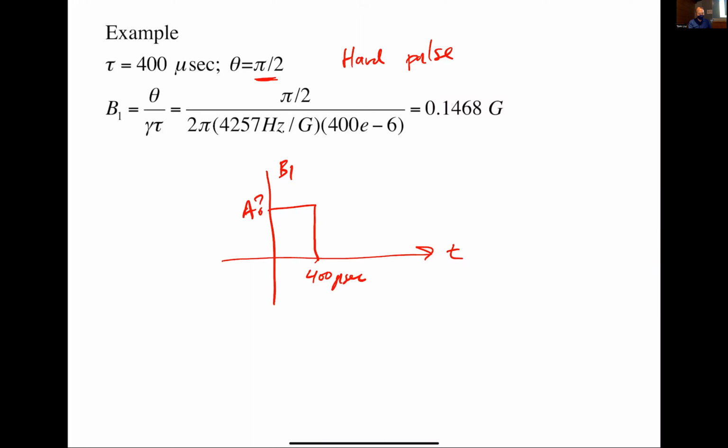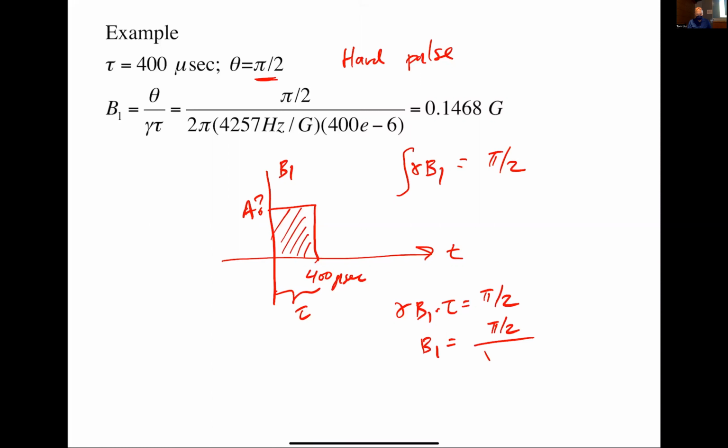So we know that the area of this, we want the area of gamma B1 to equal pi over 2. And since it's a square wave, let's call this tau. That's just gamma B1 times tau equals pi over 2. And so we just solve for B1 equals pi over 2 over gamma times tau. And then we just plug in the values.